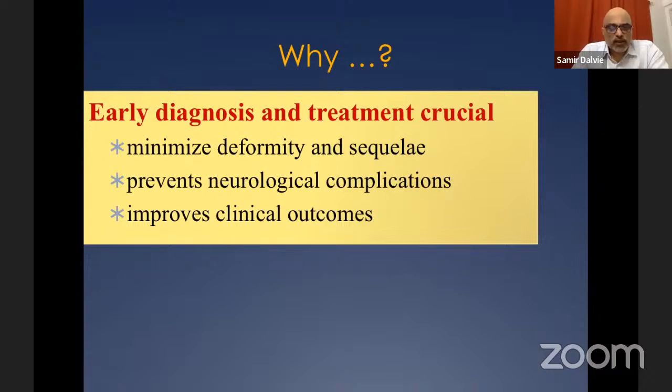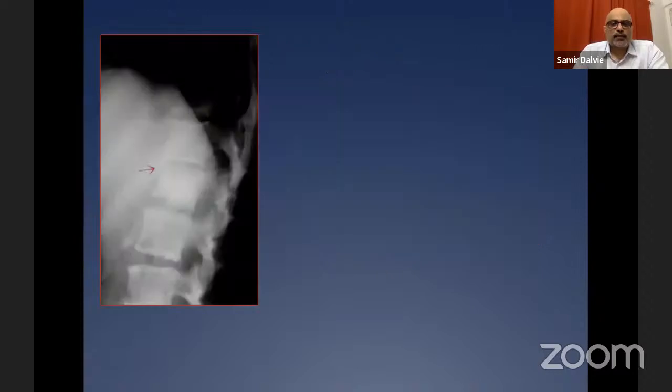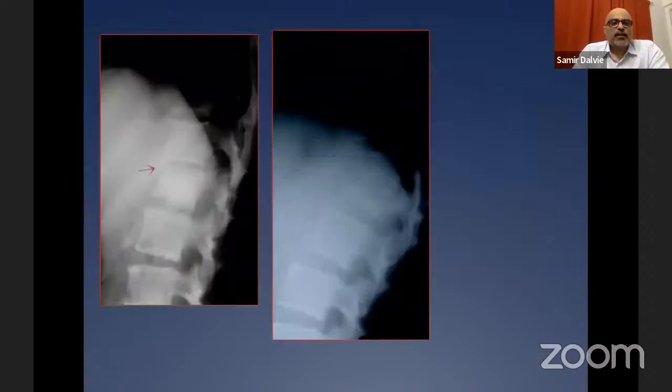We want to prevent neurological complications, and that is why we want to try and treat them medically rather than surgically. So if you look at this patient with just a small disc space narrowing, this patient came to us at the second stage, where the middle X-ray is there. But when we pulled out her old X-ray, this X-ray was also seen, at which stage it was not diagnosed.